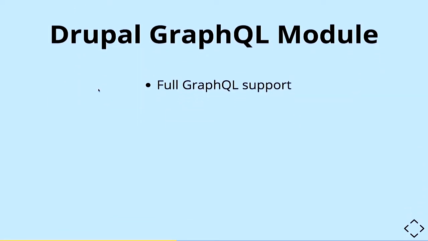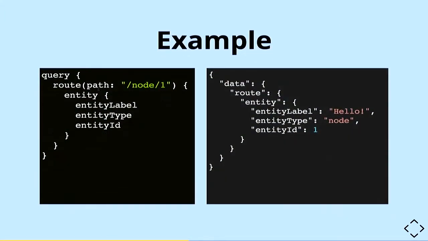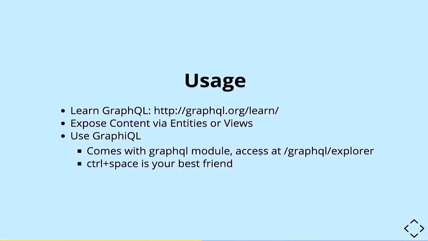As of today, we have a Drupal GraphQL module which gives you full GraphQL support. You download it, you install it, and you have everything there. All your entities are automatically capable of being exposed via GraphQL. Here is a short example. You have a lot of different ways to get into Drupal. You can say, okay, just give me a route. And I say node/1, and I want the entity, and I want the entity label, the type, and the ID, and it gives it back to you. You really just download the module and install it. But it actually goes much further.